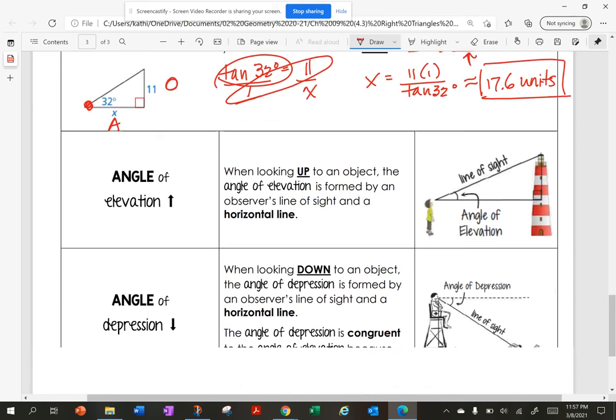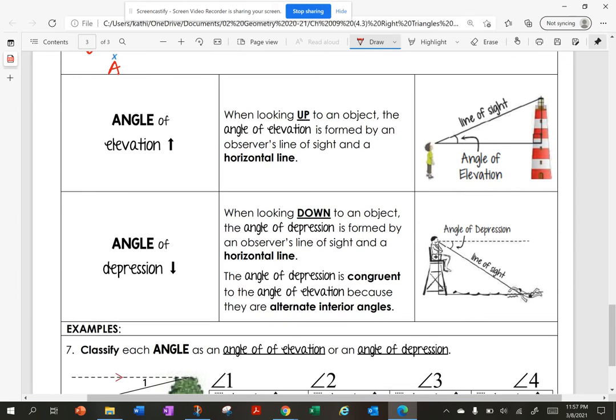Okay, just to get an idea of elevation and depression, when I have a right triangle here, and I'm looking up, here's my line of sight on the hypotenuse with my horizontal here. This is called the angle of elevation when I'm looking up. When I'm looking down, here's my horizontal and here's my line of sight, which is the hypotenuse. I call that an angle of depression right here.